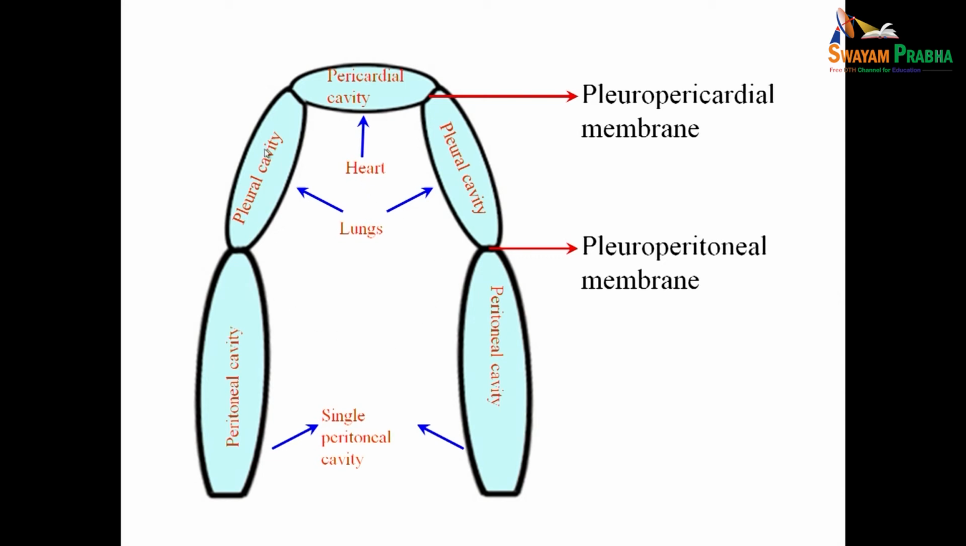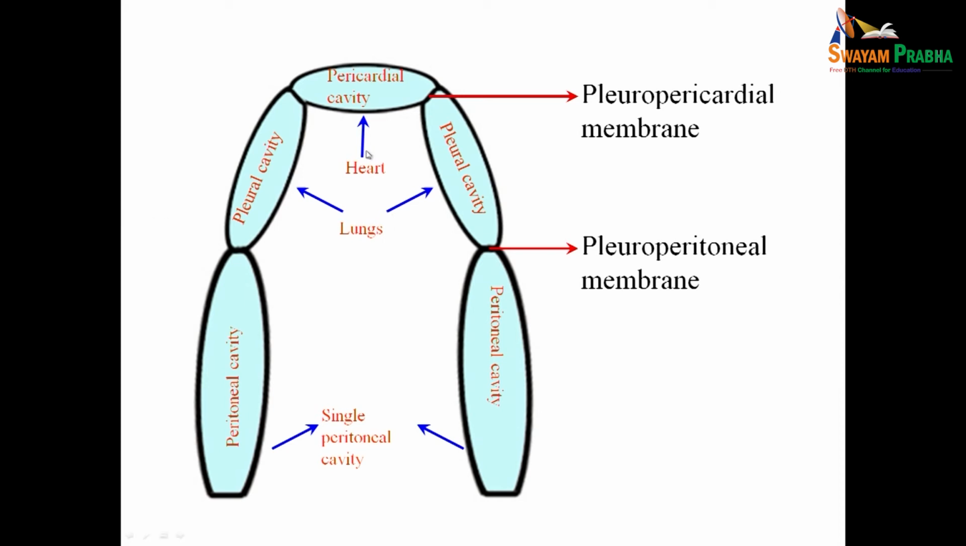I would like to add one point here. Most of us think that the heart is inside the pericardial cavity and the lungs are inside the pleural cavity. It is not like that. The heart is just invaginating into the pericardial cavity, and the lungs are just invaginating into the pleural cavity. They are not going and sitting inside these cavities. The cavities are closed sacs which are just wrapping the heart, the lungs and the abdominal organs. No structure is inside these cavities.